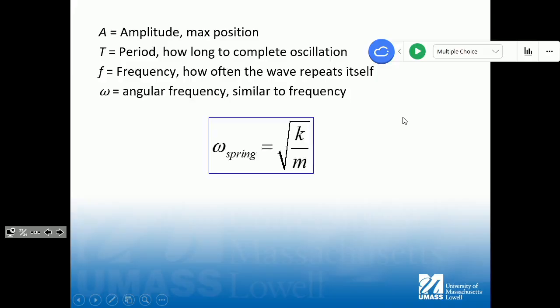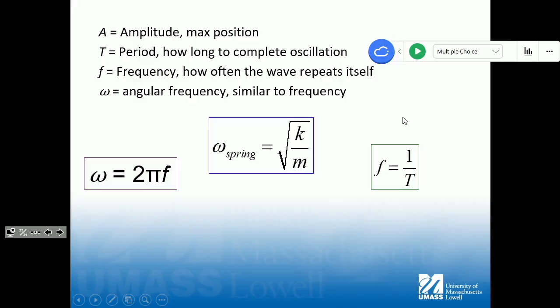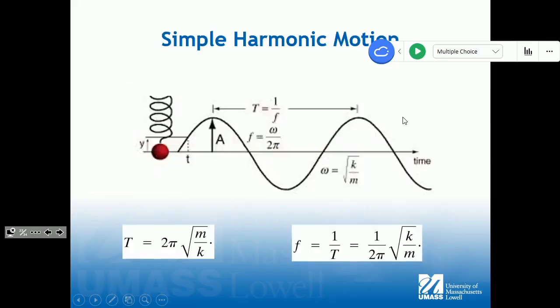So the angular frequency of the spring, in comparison to an object moving in a circle, is under root k over m. That's the angular speed. From there, we can relate to frequency and time period. So the time period is 2 pi under root m over k. The frequency is 1 over the time period, so it's just the inverse of that.